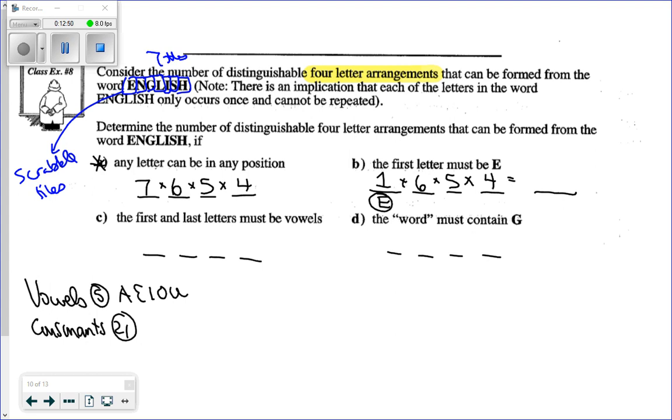We want you to know what that means. Okay? So it says first and last letters must be vowels. So this has to be a vowel, and this has to be a vowel. Okay, and it doesn't matter which blank we do first. If we just start with the first blank, how many vowels are there in the word English? 2. Okay, so you have 2 choices for the first one. So let's say you pick the letter I. So now how many choices do you have for the second one? 1. Okay, so you've used the E and the I. How many tiles do you now have left? 5 and then 4.